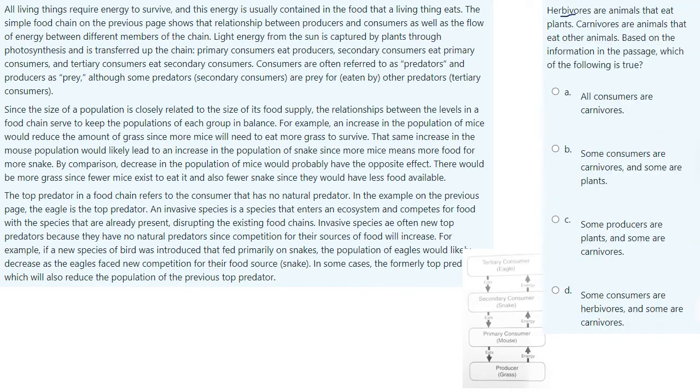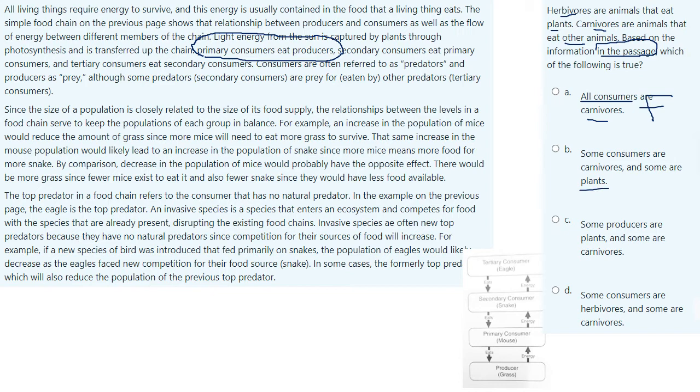Now, herbivores are animals that eat plants. Carnivores are animals that eat other animals. There are also omnivores. Omnivores eat everything. Based on the information in the passage, which of the following is true? All consumers are carnivores. Is that true? Well, primary consumers eat producers. So that is false. Some consumers are carnivores and some are plants.